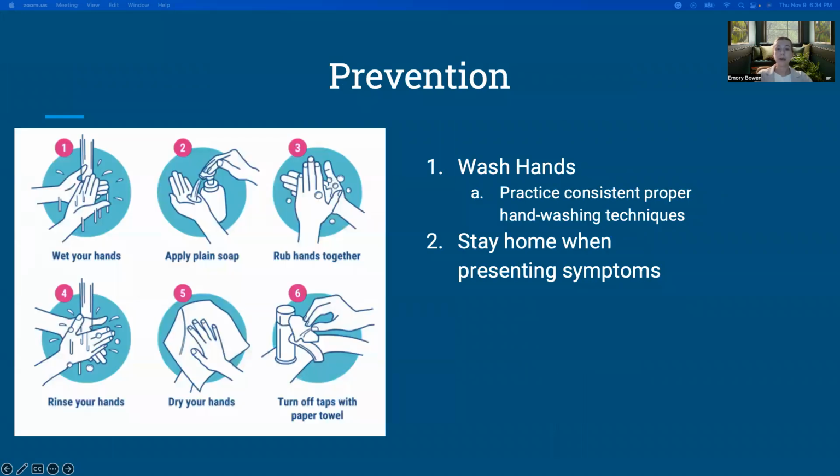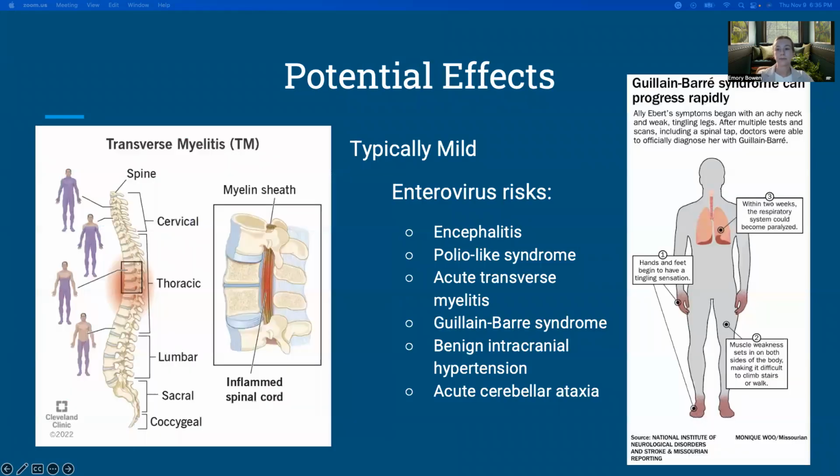Prevention. So the best way to prevent hand, foot, and mouth disease is using proper hand washing techniques and consistently washing your hands. Because it can be transmitted through feces, it's also important to teach your children to wash their hands as well. And community intervention studies have shown that there has been an improvement with proper hand washing techniques.